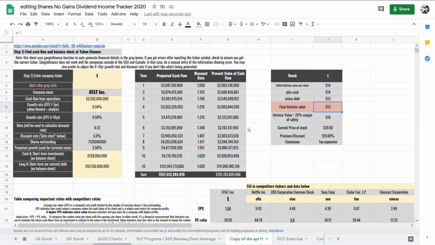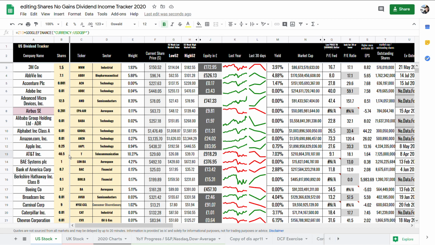So let me know what you think. This is how I personally track my dividends. I'd like to know how you guys track too. If you have any recommendations on improvements, or you'd like to tell me what you're doing, I'd love to know.